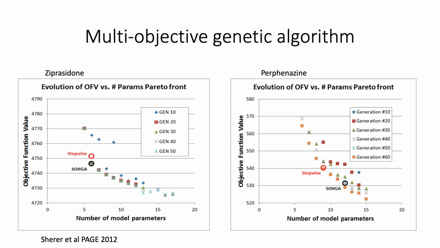We also applied this to ziprasidone and perphenazine. So for ziprasidone, again, objective function value on the y-axis, the number of model parameters on the x-axis, and you can see that the non-dominated front is here along the bottom, and then it shifts up. But for the single objective GA, we seem to be on that front. For the stepwise, maybe a little bit off. Hard to know because there's a bit of a jump across those numbers of parameters and the objective function value. For the perphenazine example, we see the stepwise example is actually right on that non-dominated front, and the single objective GA is slightly off.